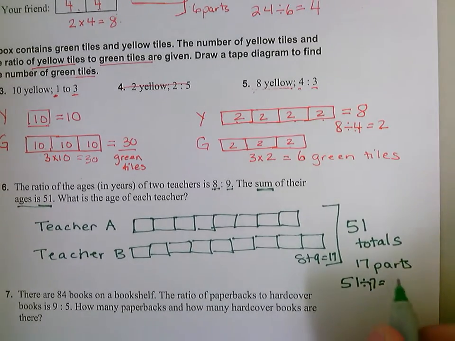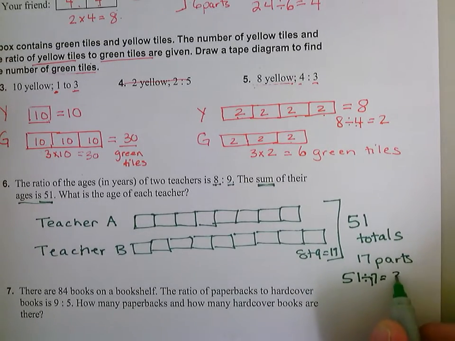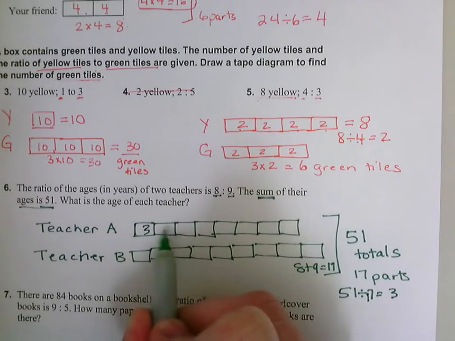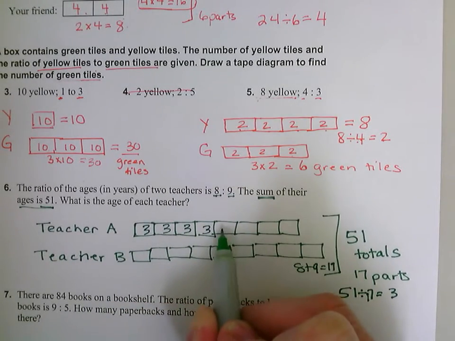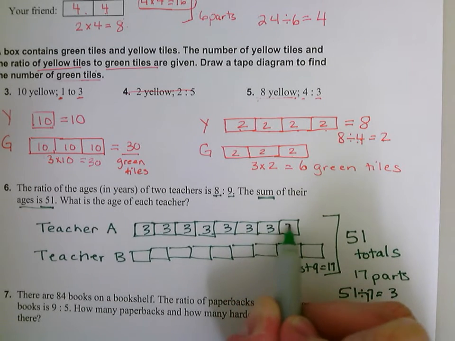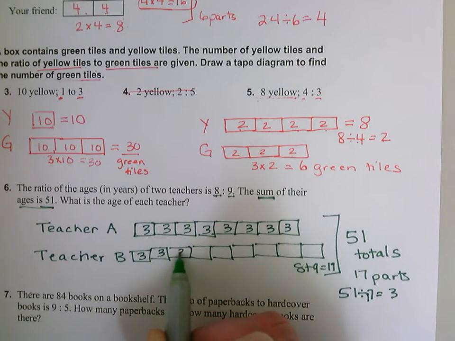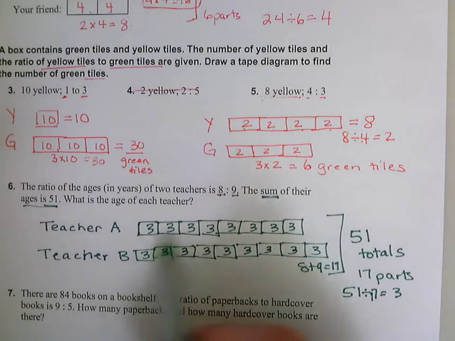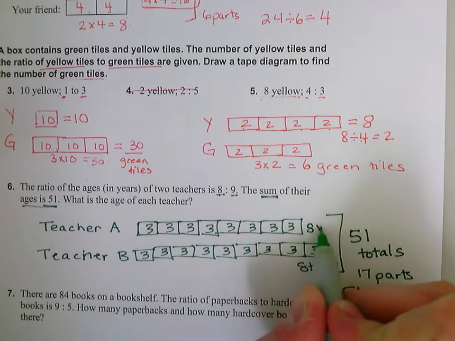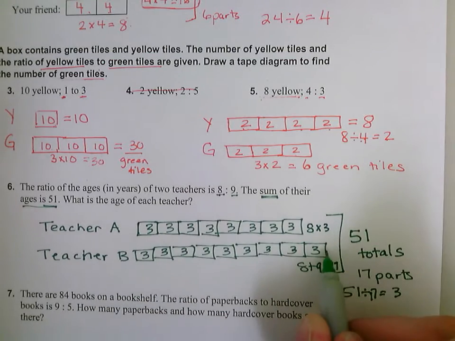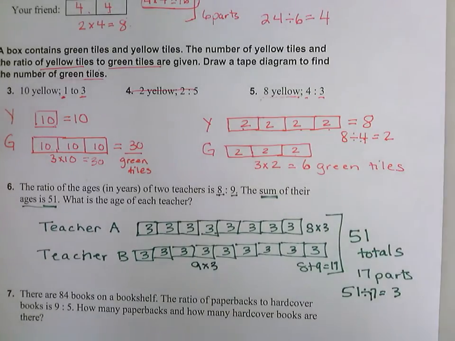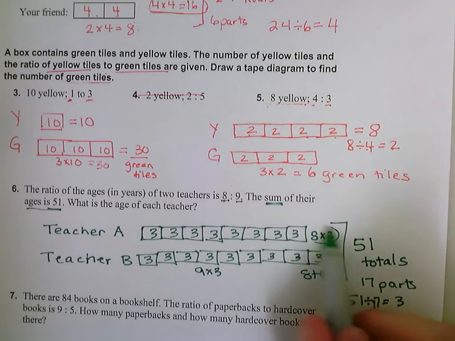Okay, so when we do that, 51 divided by 17, that gives me 3. Okay, so each of these boxes is now going to get 3. So I want you to go ahead and write 3 in each of your parts of your tape diagram. All right, so remember teacher A had 8 boxes, so I have 8 groups of 3, and teacher B had 9 boxes, so that's 9 groups of 3. All right, so now I can find out what the age of each teacher is by doing that multiplication problem.